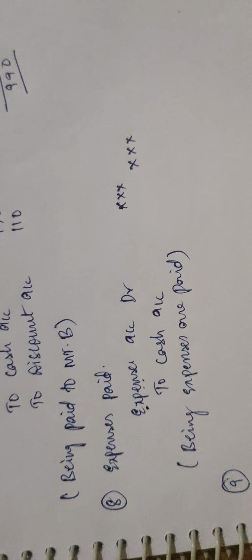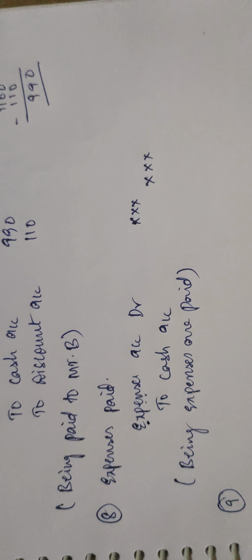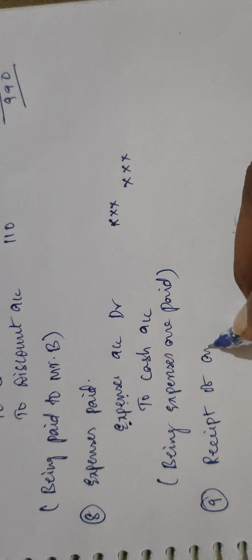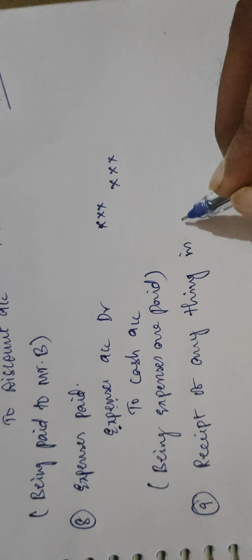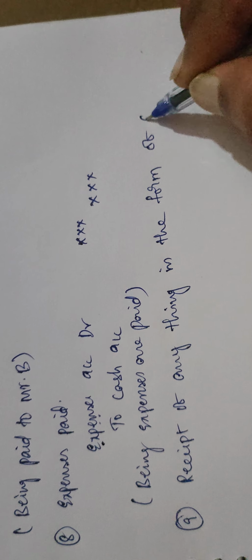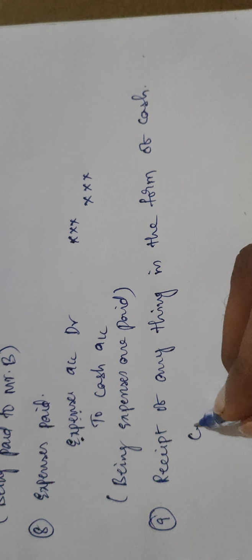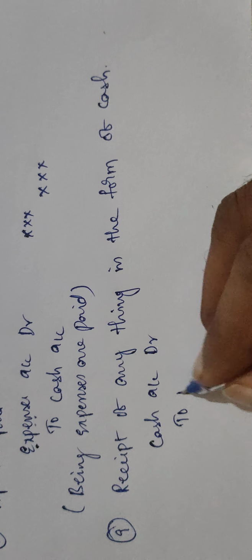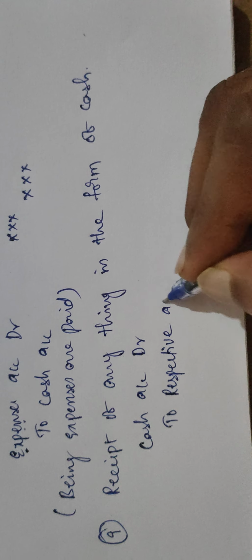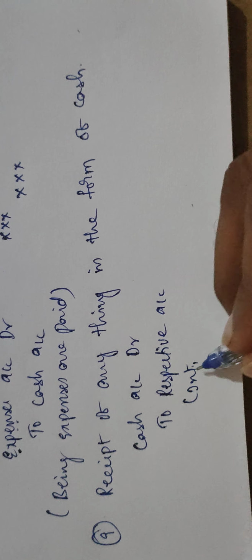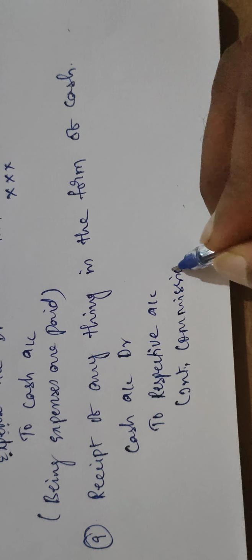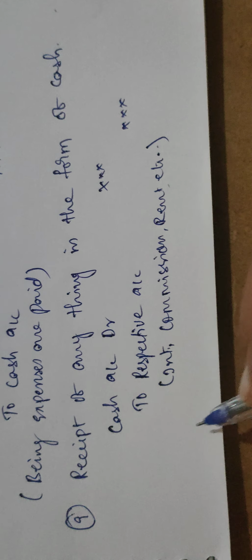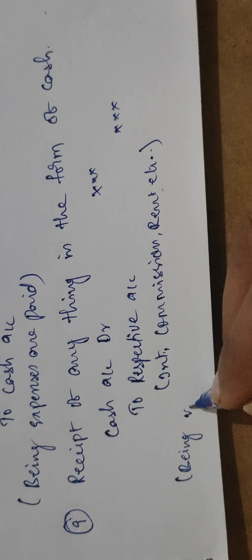If you are receiving anything in the form of cash, receipt of anything in the form of cash, then the entry is cash account debit to the respective account, like interest, commission, rent, etc., and the amount, being various receipts received.